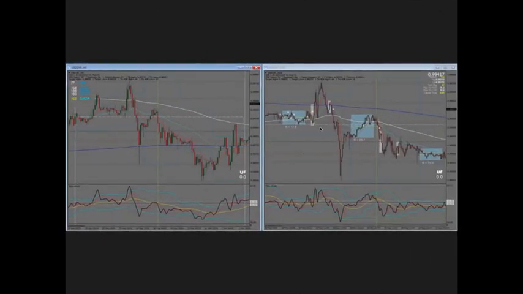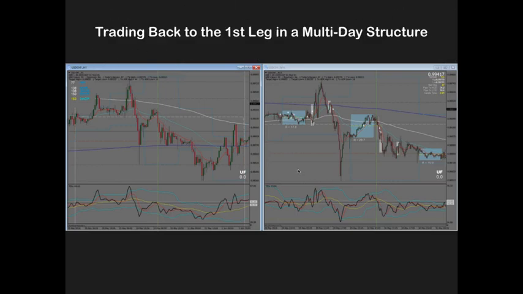All right, next, USD CHF. Now this right here is an example of trading back to the first leg in a multi-day structure. Okay, so I told you guys I would come back to this and explain exactly what that meant. Take a look at how this spike down and then come back up made this big outside structure. You can see that more clearly on the M15, this big V spike. Now this outside structure encompasses everything in here, which is what makes it an outside structure. And you can see that this is the first leg of this big multi-session W here.